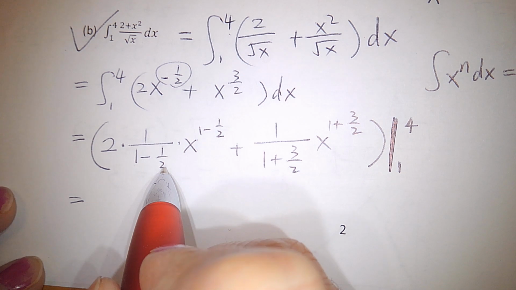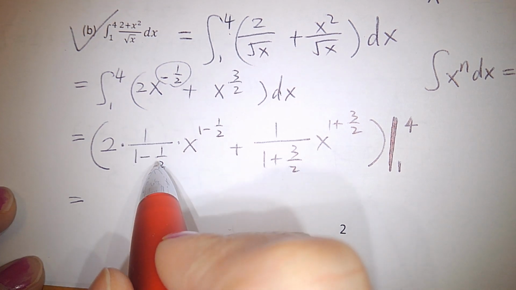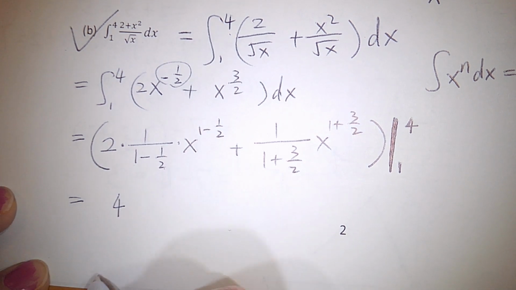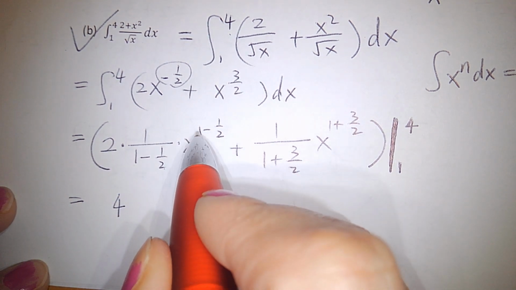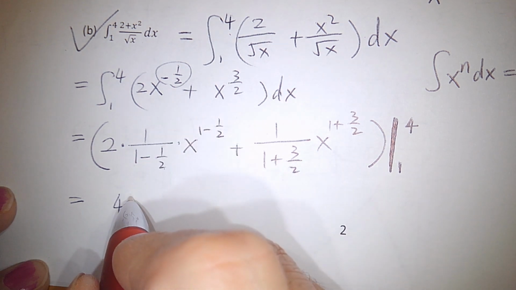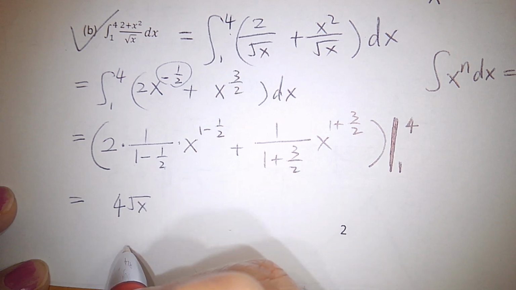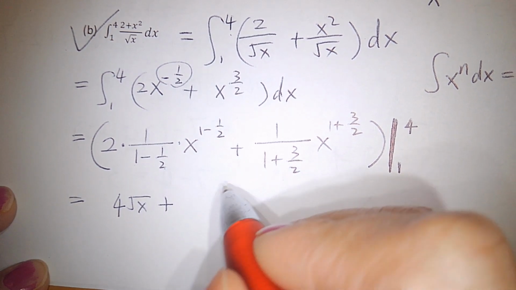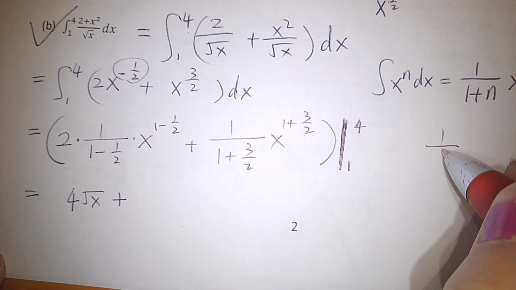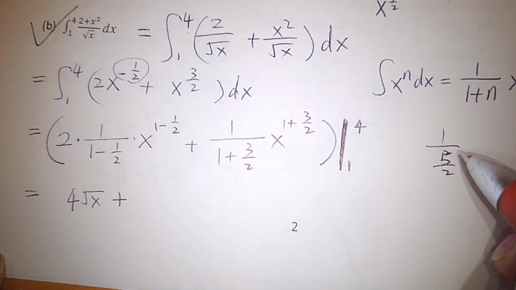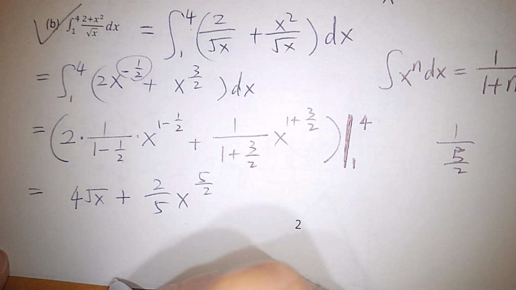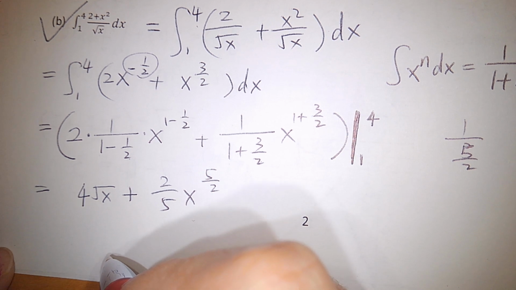Now let's simplify. What is 1 minus 1/2? 1/2. 1 over 1/2 is 2. 2 times 2 is 4, right? What is x to the 1 minus 1/2? x to the 1/2, which is the square root of x. Plus what? 1 plus 3/2 is 5/2, right? So that's 2/5 times x to the 5 over 2. And evaluate this from 1 to 4.